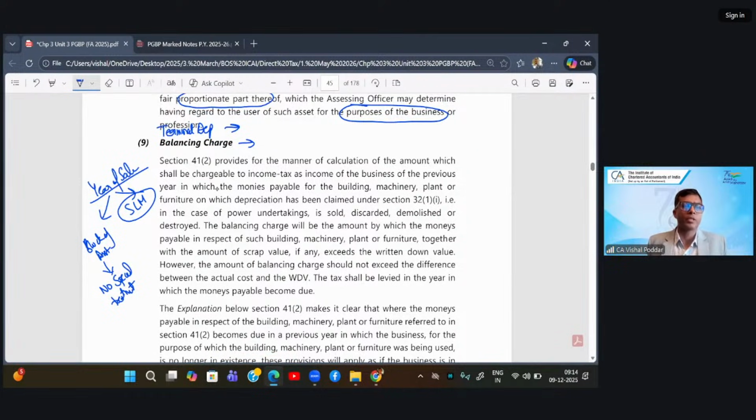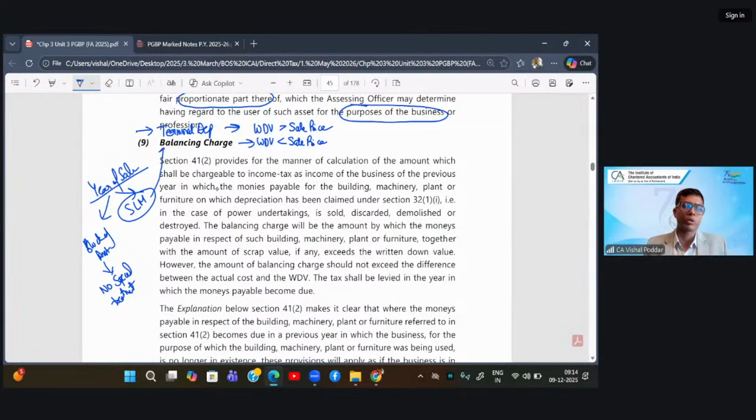For this, you have to understand that in the year of sale, what will happen? One, your WDV is greater than the sale price. So there will be some type of loss on sale, what we call in accounts loss on sale. Income tax calls it terminal depreciation. If vice versa happens, sale price is greater than WDV. So in accounts, you say it is profit on sale. Income tax says call it balancing charge.